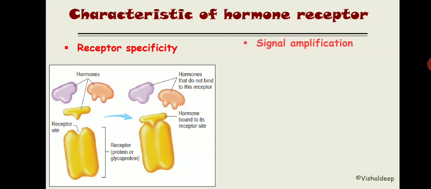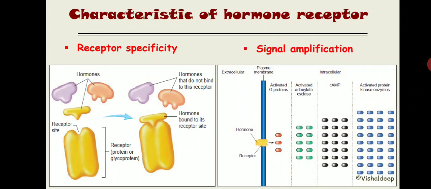The second one is signal amplification. Again, this is a very important one. See, in this diagram it is shown beautifully. One molecule of hormone will come. It will activate the G protein, and it will activate the adenyl cyclase. This adenyl cyclase will increase the amount of cyclic AMP. This cyclic AMP will increase the amount of protein kinase enzyme. So basically the signal gets amplified, and the action that we get becomes pronounced. This is the second characteristic of the hormone receptor.